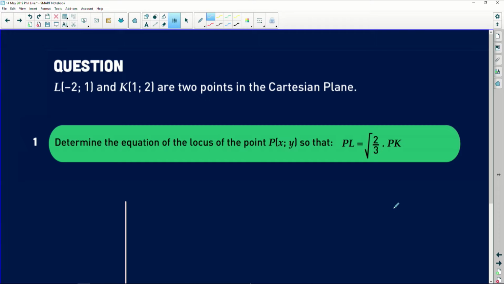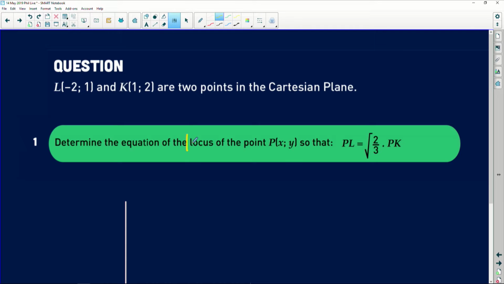Okay, this question is going to take a lot of work and a lot of understanding. So if I run out of time, guys, I'm going to try my best to explain it to you. But I'm just going to read it and get right into it. It says, L and K with their coordinates are 2 points on the Cartesian plane. 1. Determine the equation of the locus of the point P(x; y) so that PL is equal to the square root of 2/3 multiplied by PK.